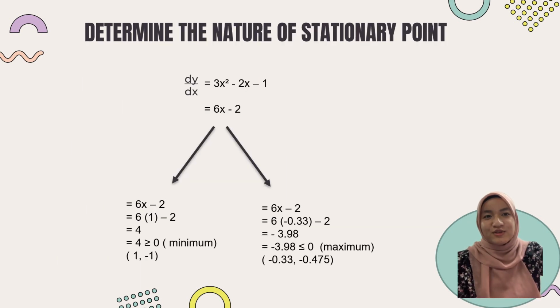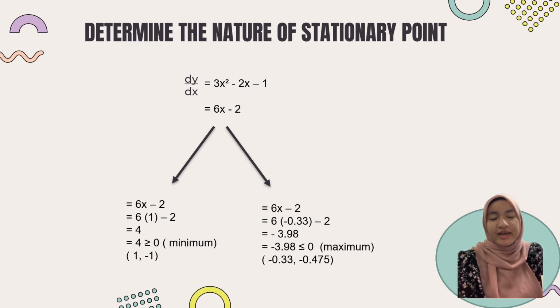So the second step is to determine the nature of the stationary points. dy/dx equals 3x power of 2 minus 2x minus 1. So you have to differentiate once again, and you'll get 6x minus 2. Then you have to divide it into 2 parts. For the first part, you substitute x1 into x. So 6x minus 2, you will get 6 minus 2, and the answer is 4. So 4 is bigger than 0, which is minimum.